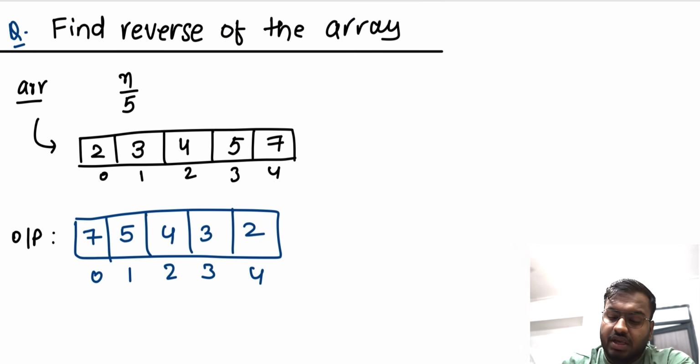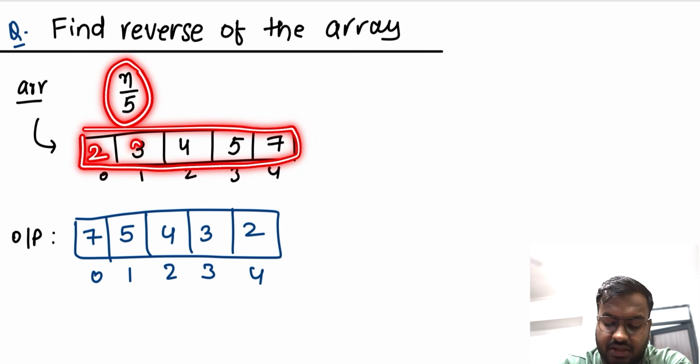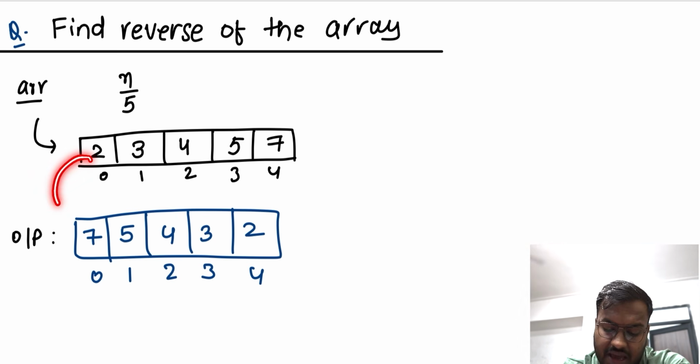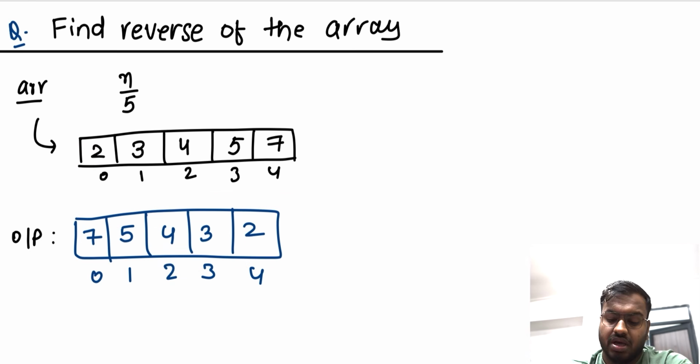So in this particular question, you have been given the size of the array, and then you have been given an array that is 2, 3, 4, 5, 7. What you will have to do, you will have to find out the reverse of this particular array. Means you will have to modify this array in such a way that the array will contain the numbers but in reversed order.